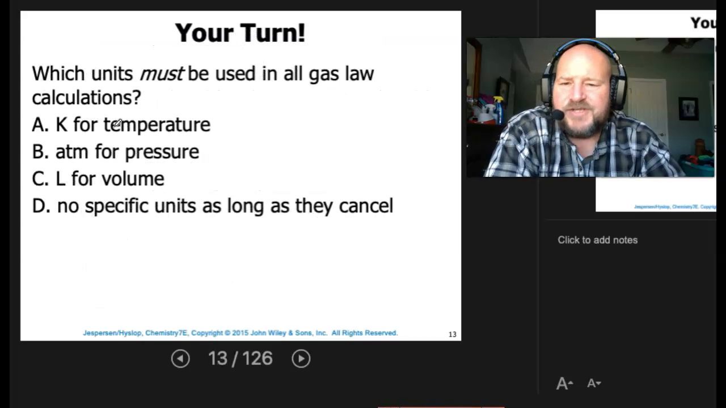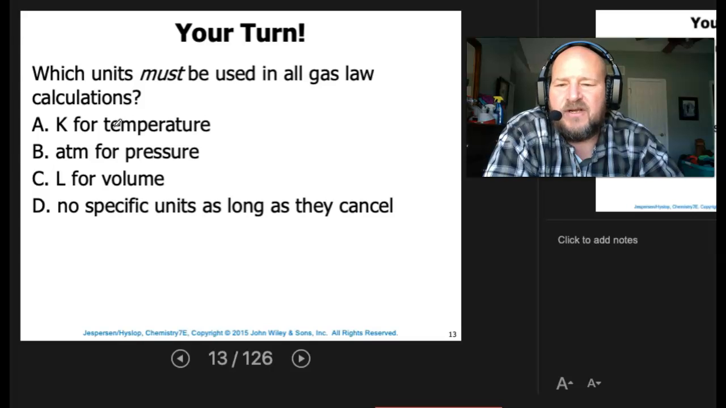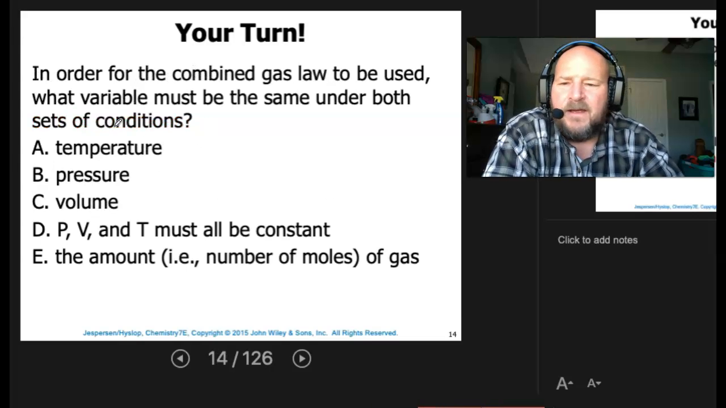So, which units must be used in all gas law calculations? Kelvin for temperature, atmospheres for pressure, liters for volume, or no specific units as long as they all cancel. And again, I can't emphasize this enough. Kelvin, Kelvin, Kelvin, right? Make sure you're in Kelvin whenever you're doing the calculations.